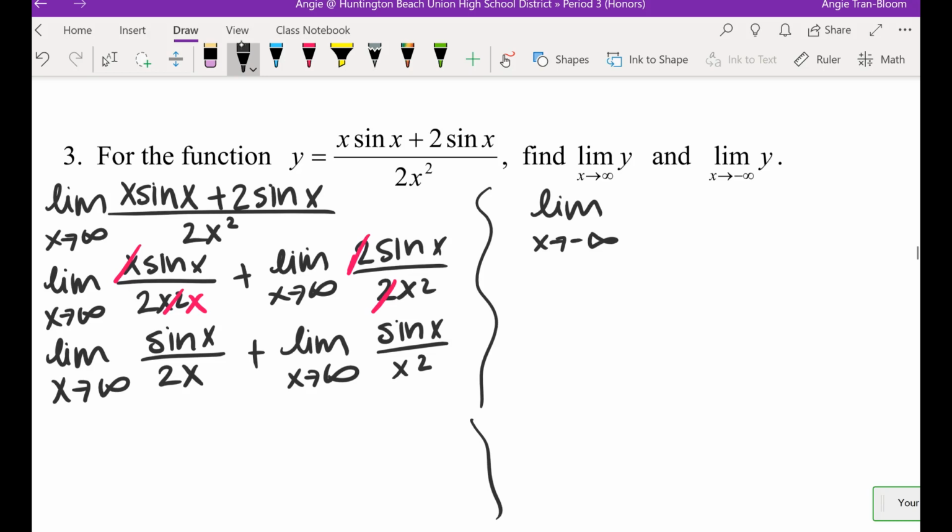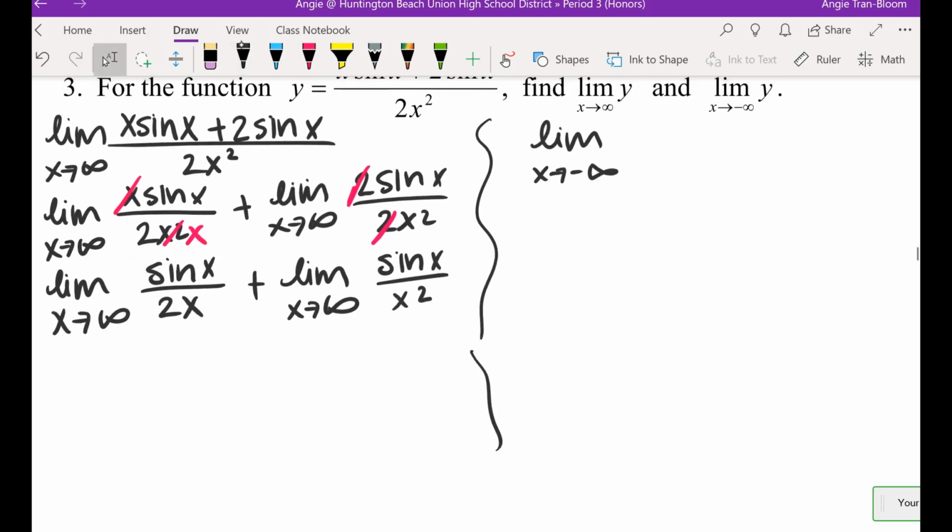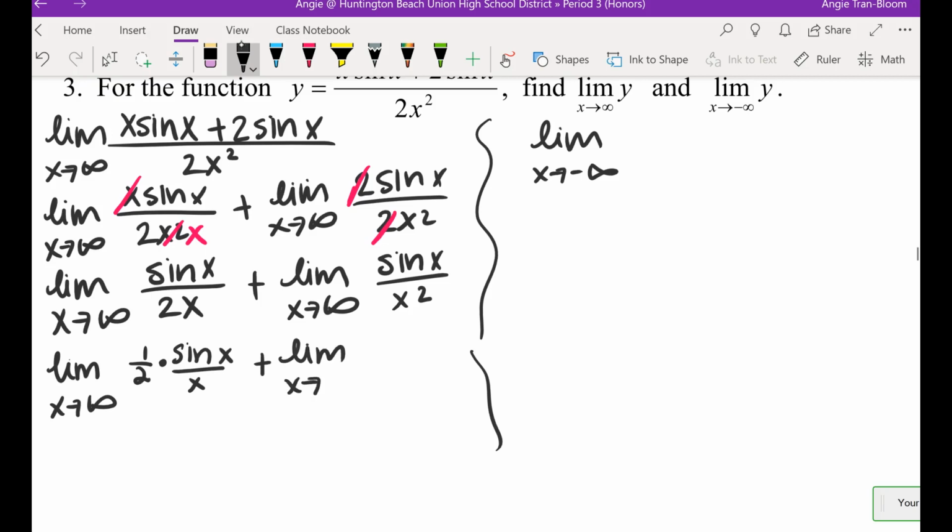So far so good? Now what? Would you agree that there's a 2 in the bottom? Would it be the same as if I were to write 1/2 times sine of x over x? Would that be the same? How about the other side? Can you see there's an x squared in the bottom? What if I write 1 over x times sine x over x? Are those all equivalent?